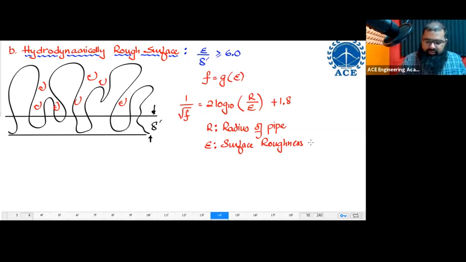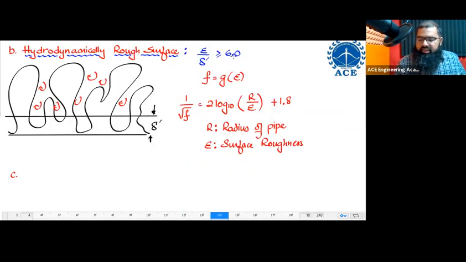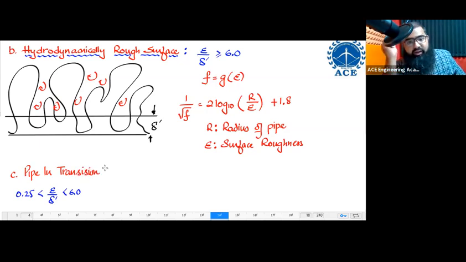after having discussed this thing, there is one more possibility. You see, I have mentioned epsilon upon delta prime less than or equal to 0.25, and greater than or equal to 6. There is one more possibility, and that possibility is when epsilon upon delta prime is greater than 0.25 but less than 6. This is known as pipe in transition. You cannot exactly call it perfectly smooth, or perfectly rough. It is somewhere in between, a transitional state.